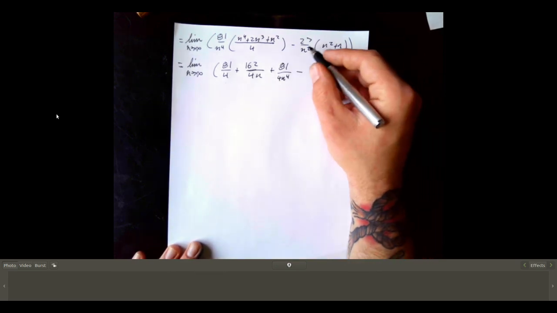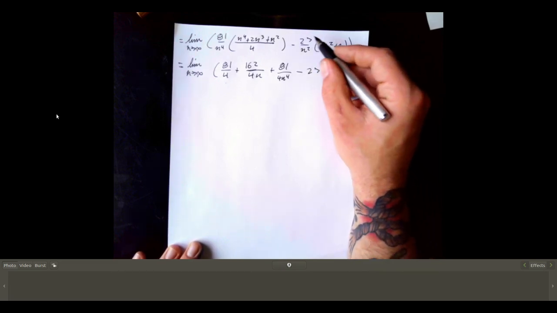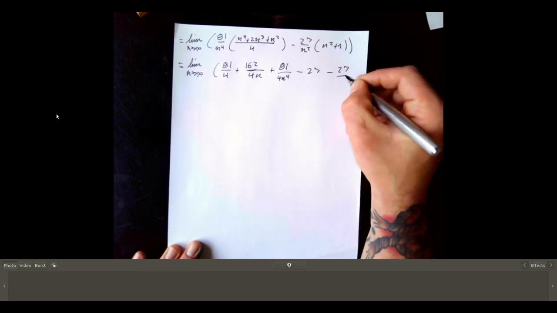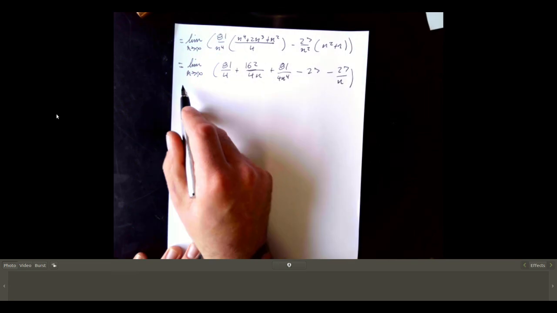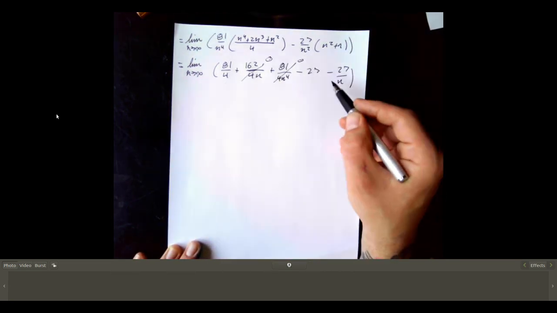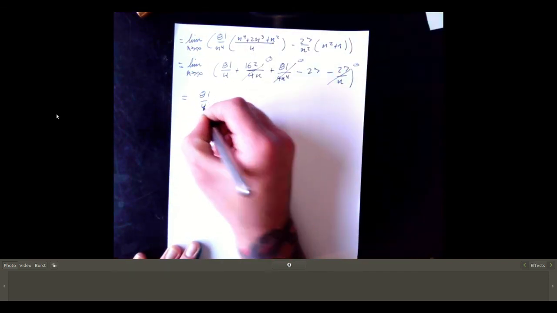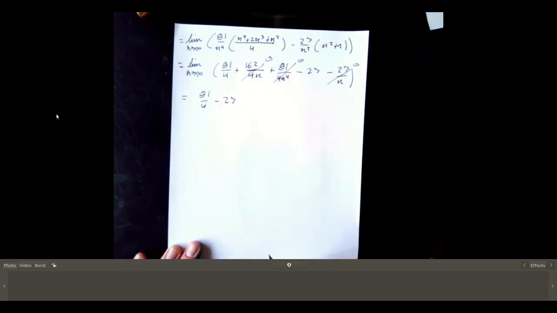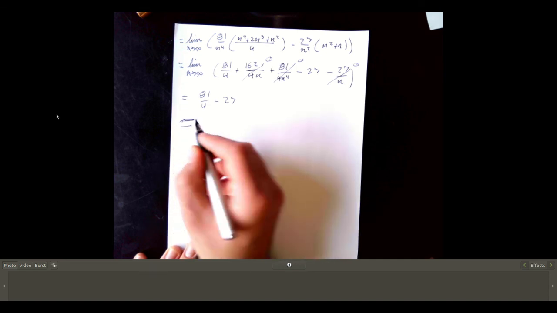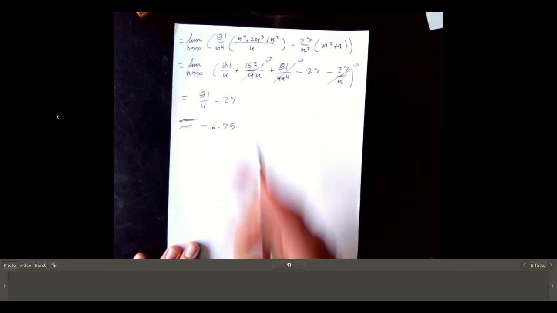Minus, this would give us 27. 27 divided by n squared times n squared would just give us a minus 27, and then minus 27 divided by n. As we let n go to infinity, this term goes to 0, this term goes to 0, and this term goes to 0, and we're left with 81/4 minus 27, which is actually exactly equal to, not approximately, negative 6.75.